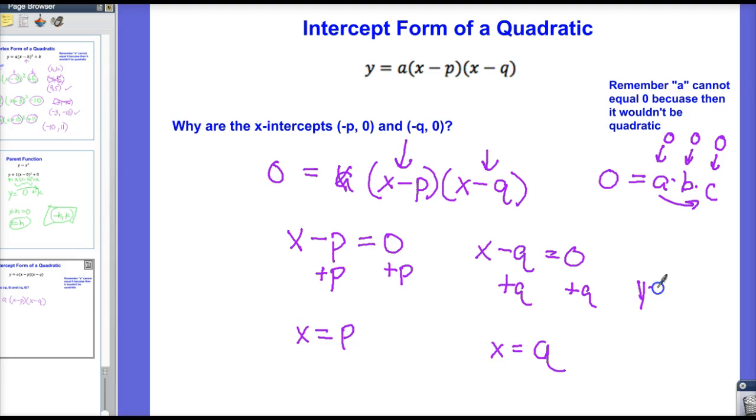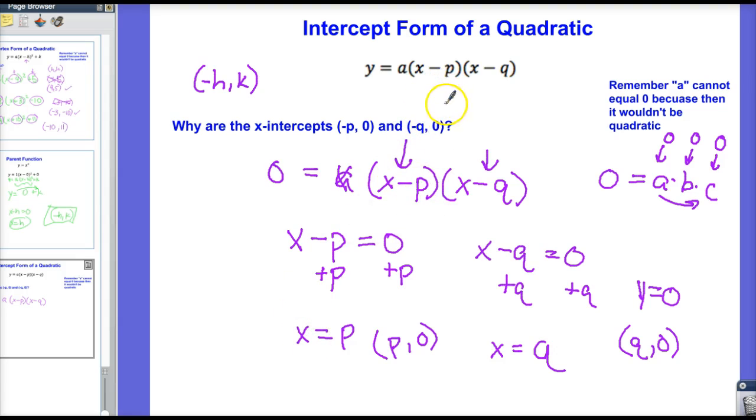When y is 0, x is q here, so that's q, 0, and here p, 0. So it's kind of the same thing as when we said for vertex form it's negative h, k instead of h, k, and here it looks like q, 0 and p, 0. So why do we say negative p and negative q here?